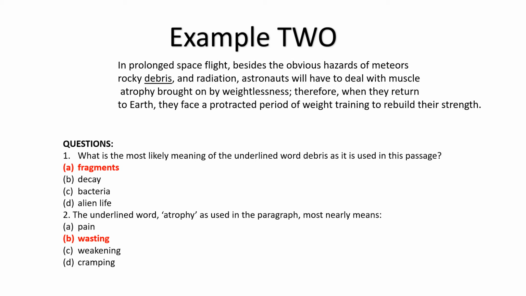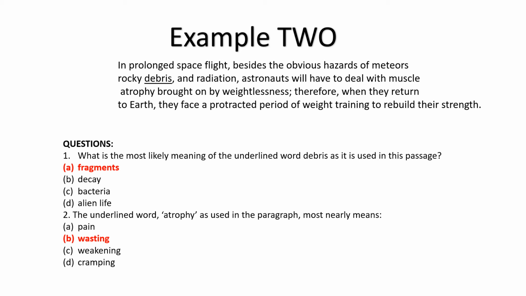What is the most likely meaning of the underlined word debris as it is used in this passage? Option A, fragments. Option B, decay. Option C, bacteria. And option D, alien life. Now, this indeed is a simple, straightforward choice that makes the most sense when imagining objects floating in space. And that is option A, fragments.